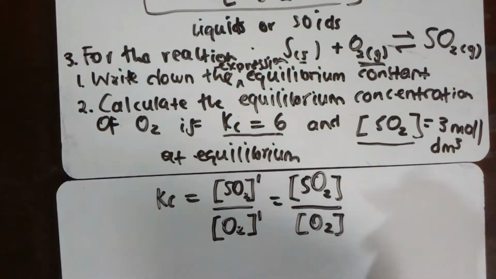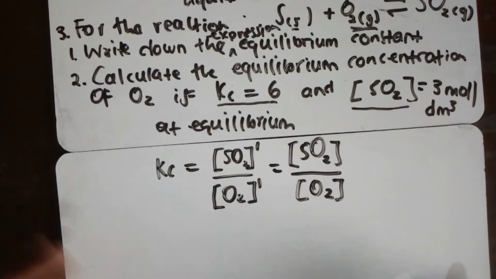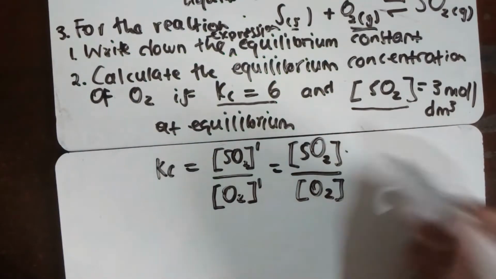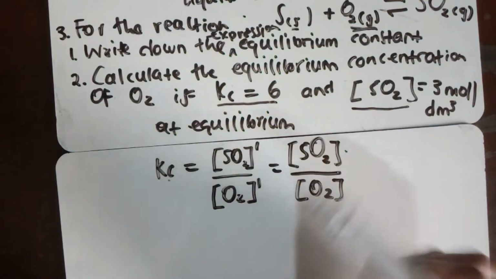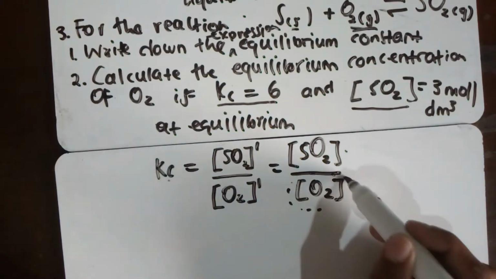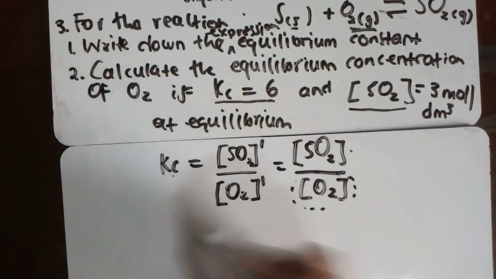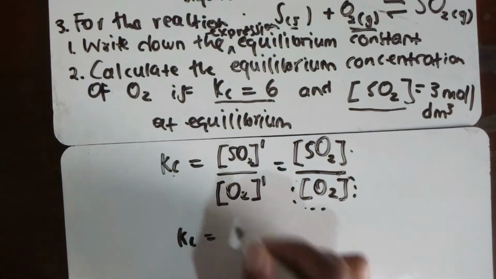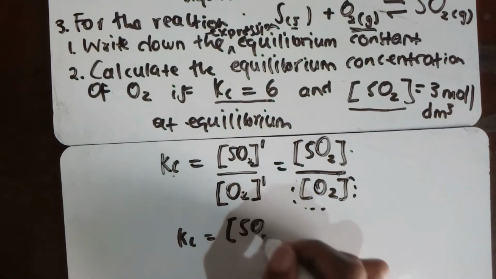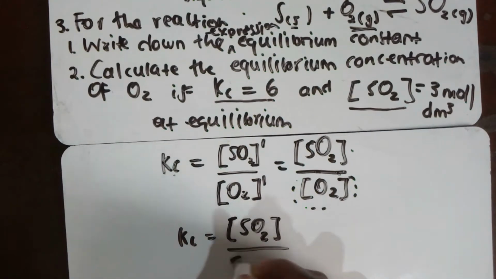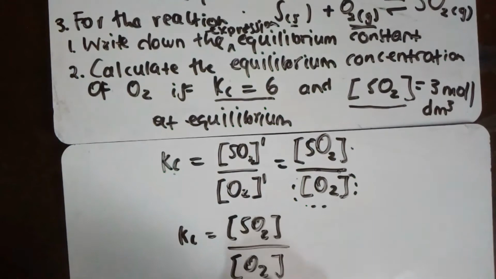Cool, right? For the second question, they gave us the concentration of this and also Kc, and we have to find the concentration of oxygen. To do that, we say Kc equals [SO2] all divided by [O2]. To make this the subject, we simply cross multiply. So we have that [O2].